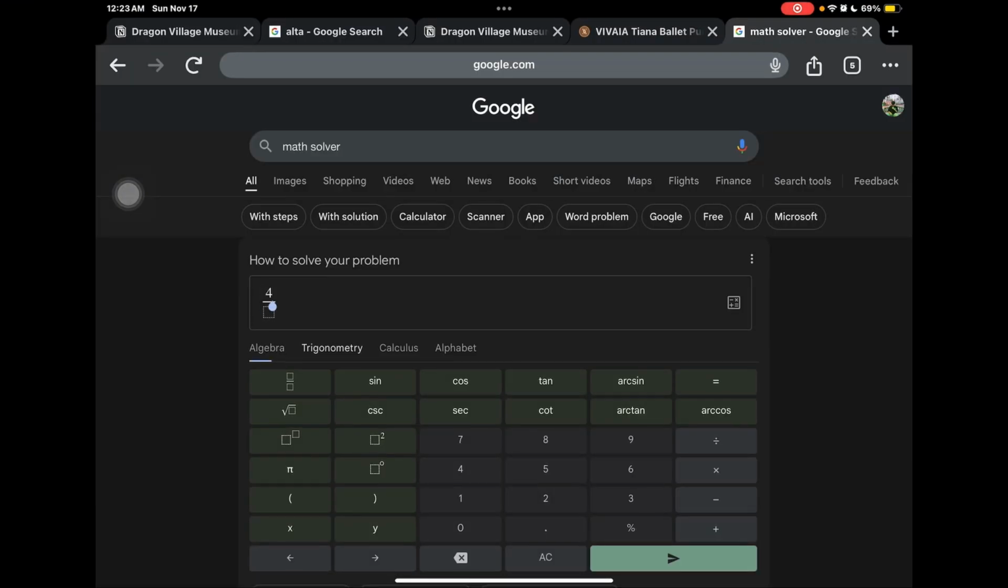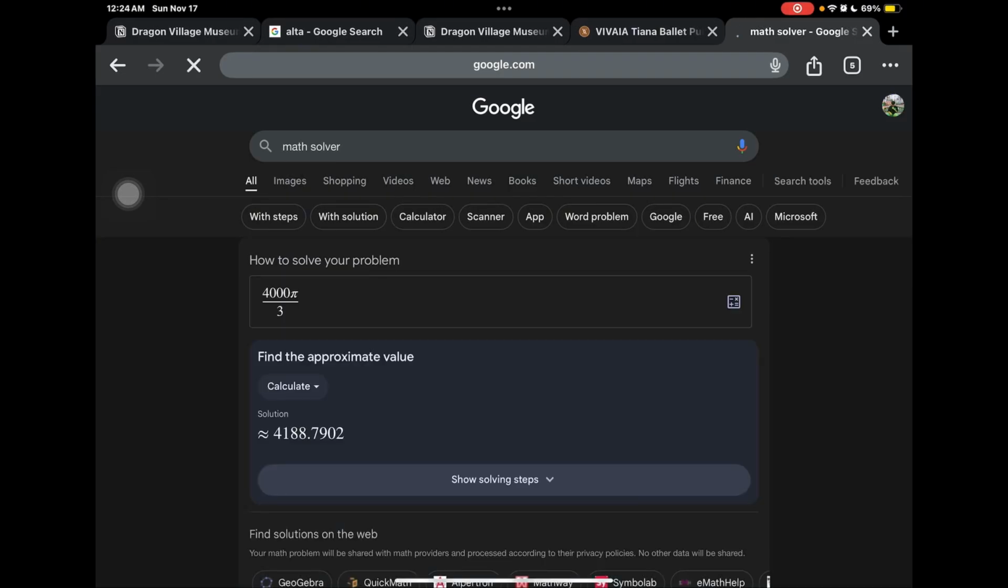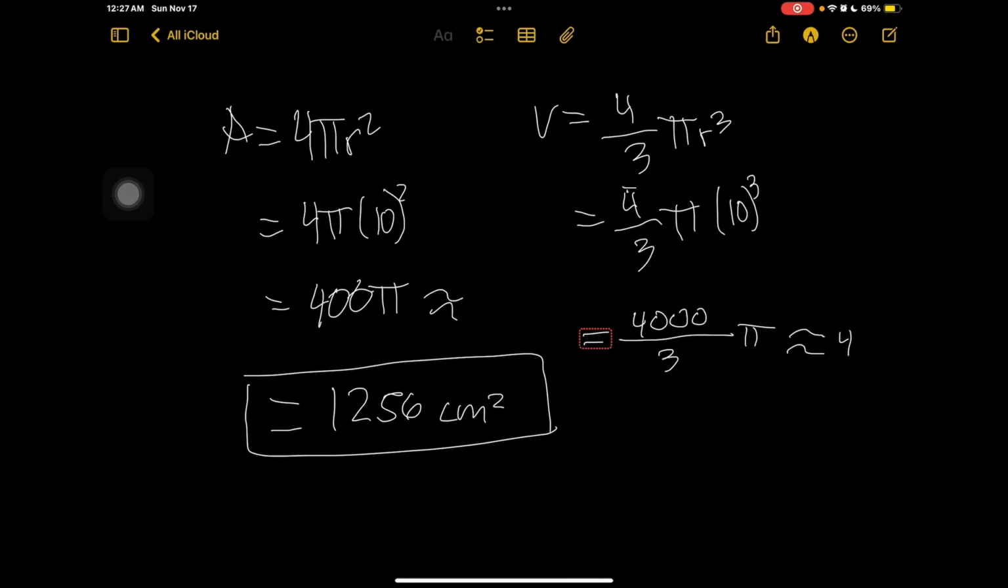So 4000 pi over 3 is equal to 4,188.7 centimeter to the power of 3, or cube rather.